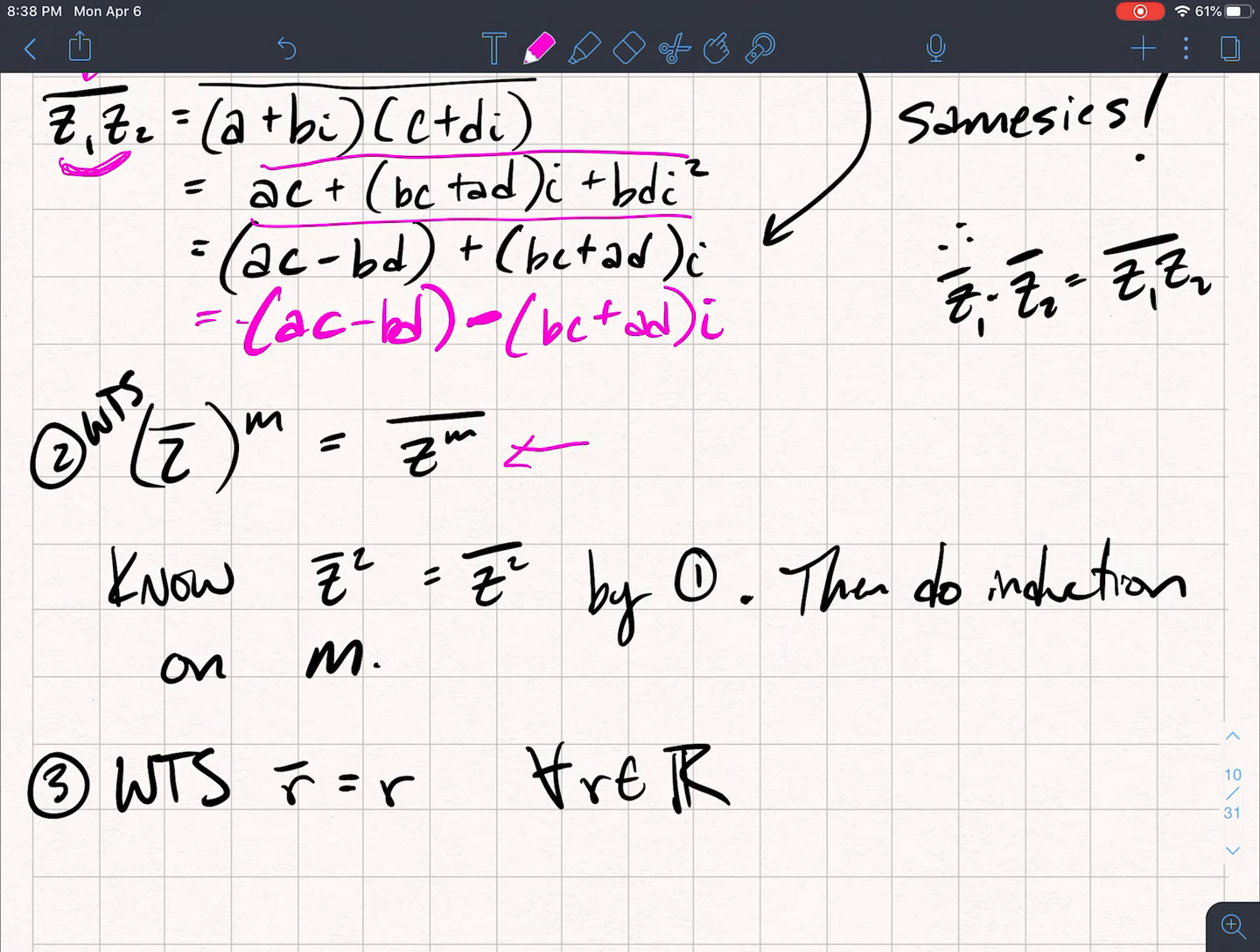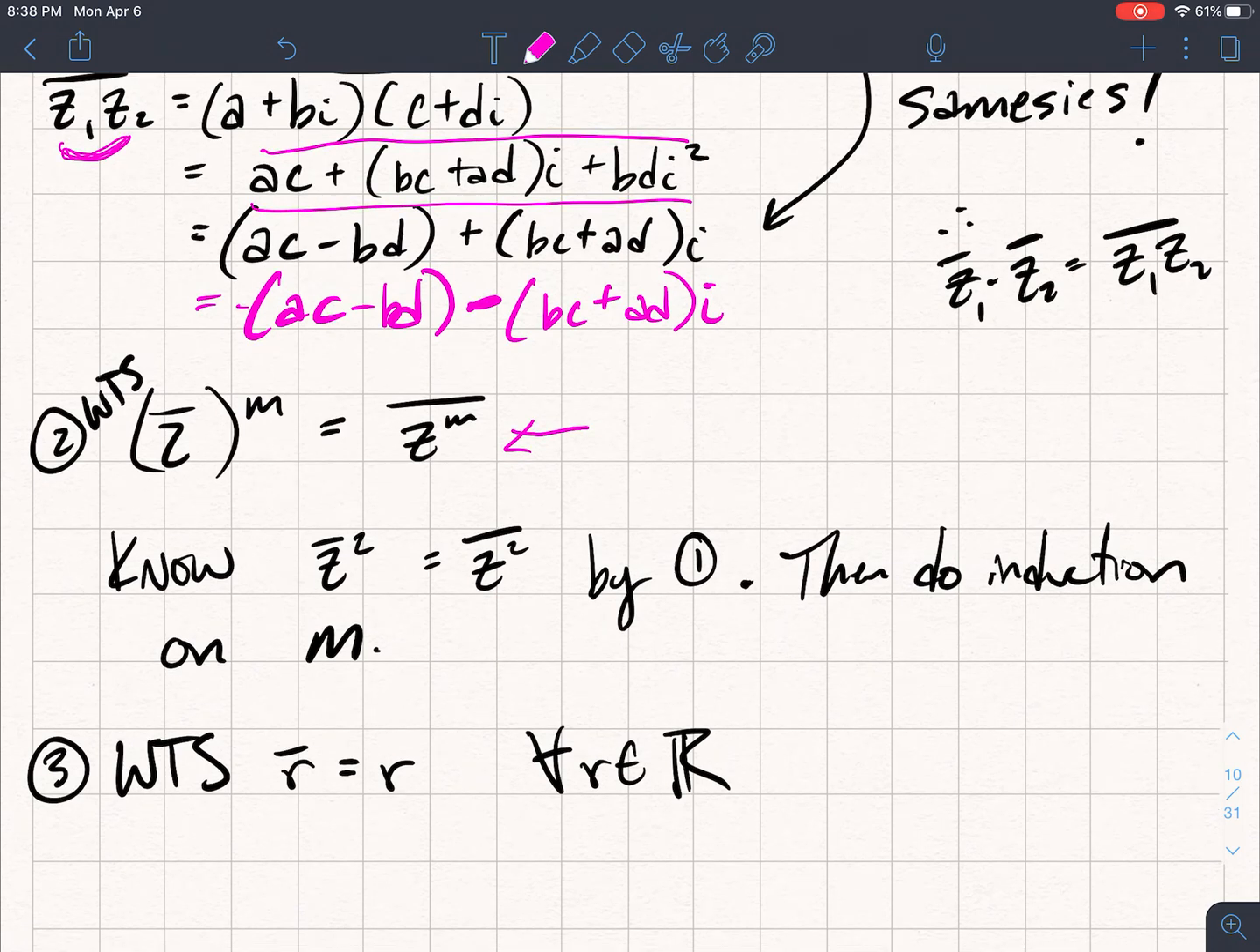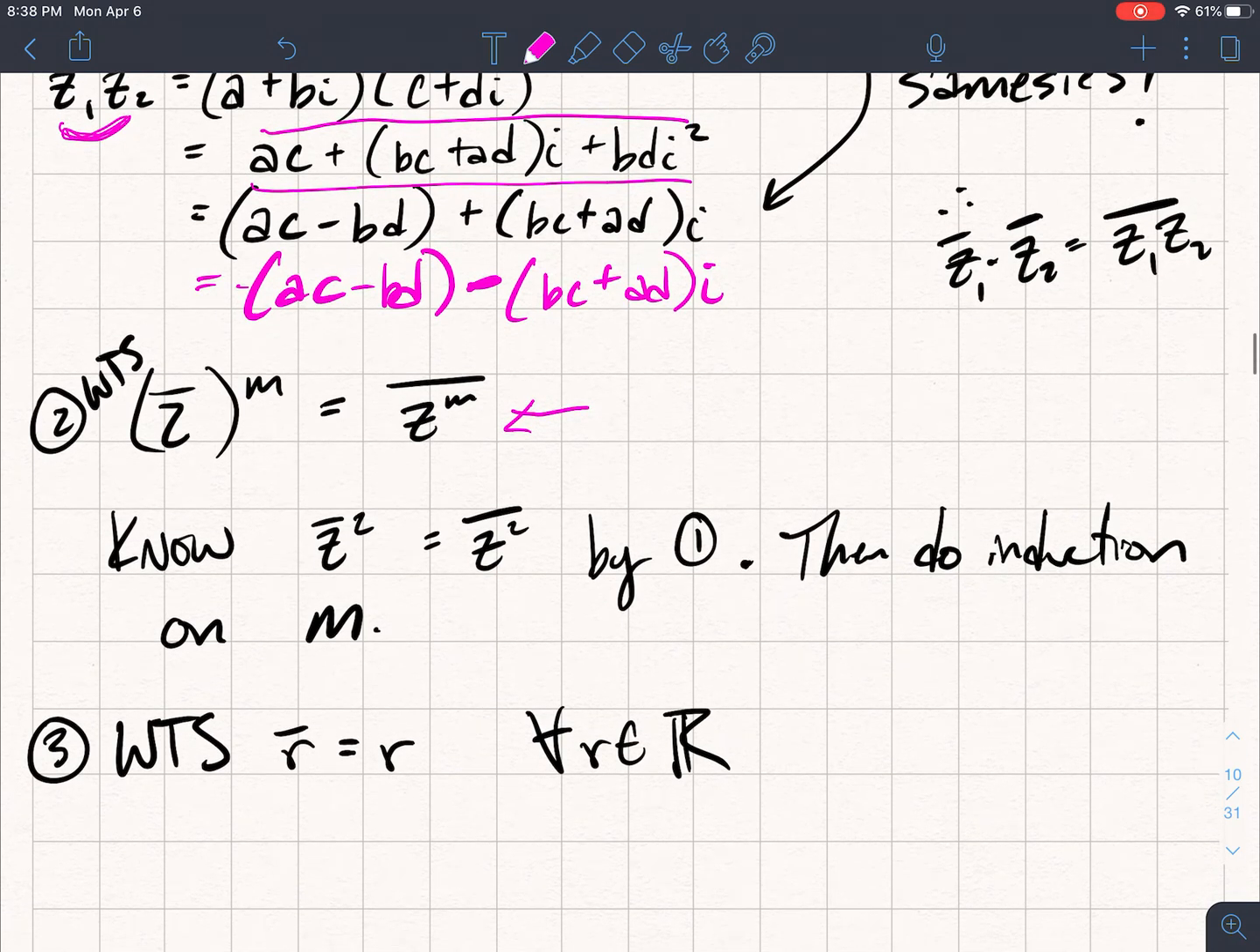The last one, I want you to try on your own. No, I lied. This isn't the last one. This is the one before it. Try on your own. If r is some real number, you want to show that the conjugate of r is equal to r itself. If r is in the real numbers, that means r equals a plus bi, but b is equal to 0. a is a real number. So go ahead and pause the video and try to reason through why the conjugate of a real number is the same real number.